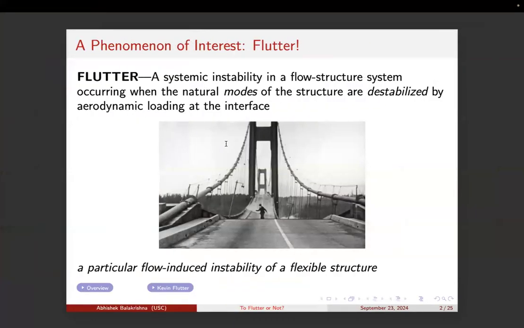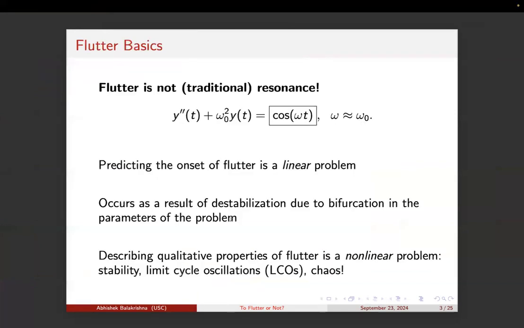Engineers have been interested in this problem for quite some time. Apart from the complicated definition, essentially it's a flow-induced instability of flexible structures. Seeing oscillations in the structure, we might be tempted to model it as a traditional resonance. But it's actually quite different: we don't require periodic forcing to induce flutter. It is in fact caused by a bifurcation in the parameters of the problem as it reaches some critical value. There are instabilities, and that's what leads to it.